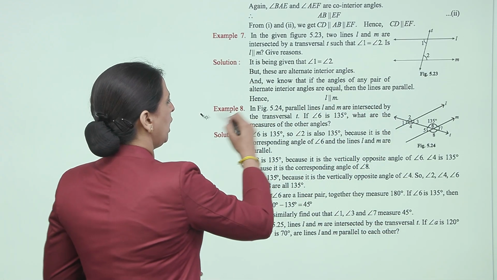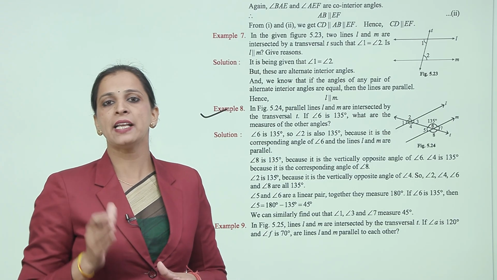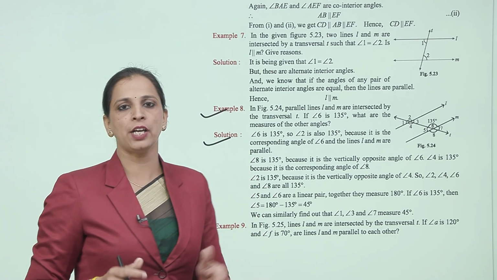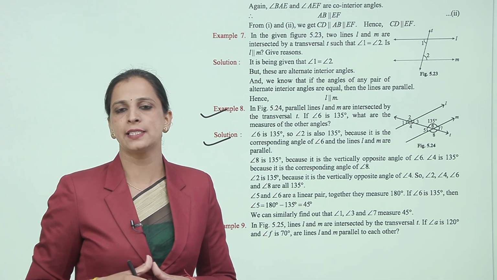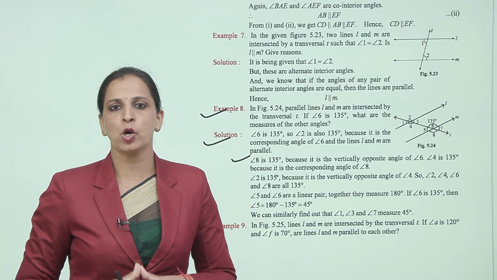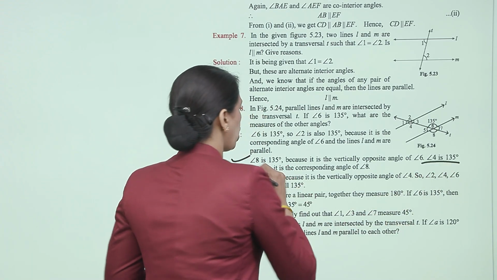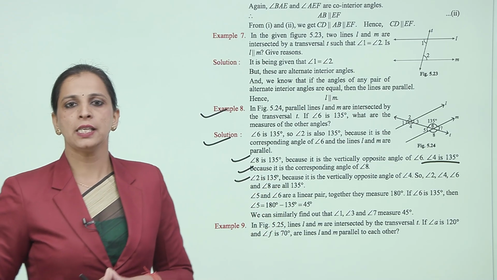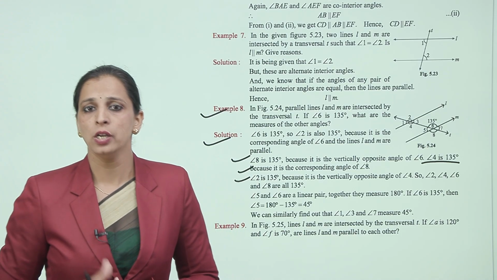Now example 8. In figure 5.24, parallel lines L and M are intersected by the transversal T. If angle 6 is 135 degrees, what are the measures of the other angles? Solution: angle 6 is 135 degrees. So angle 2 is also 135 degrees because it is the corresponding angle of angle 6 and the lines L and M are parallel. Angle 8 is 135 degrees because it is the vertically opposite angle of angle 6. Angle 4 is 135 degrees because it is the corresponding angle of angle 8. Angle 2 is 135 degrees because it is the vertically opposite angle of angle 4. So angle 2, angle 4, angle 6 and angle 8 are all 135 degrees.